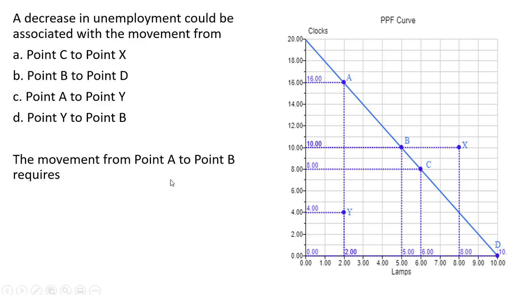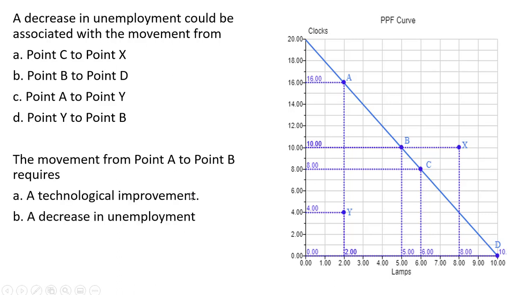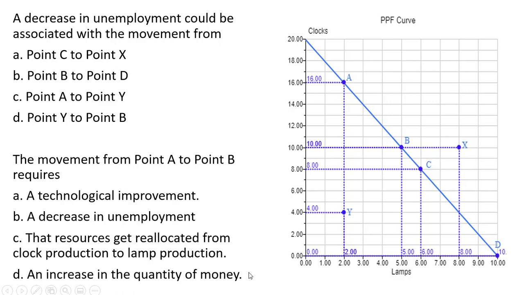The movement from point A to point B requires, the correct answer here is C, that resources get reallocated from clock production to lamp production. So to move from point A to point B, we need more resources in lamp production. How do we get those resources? We take those resources out of clock production.